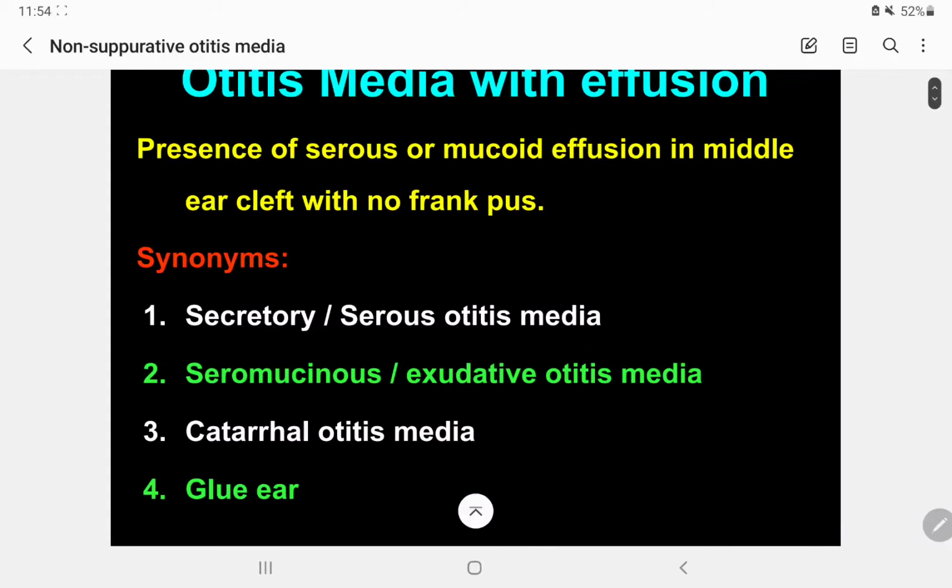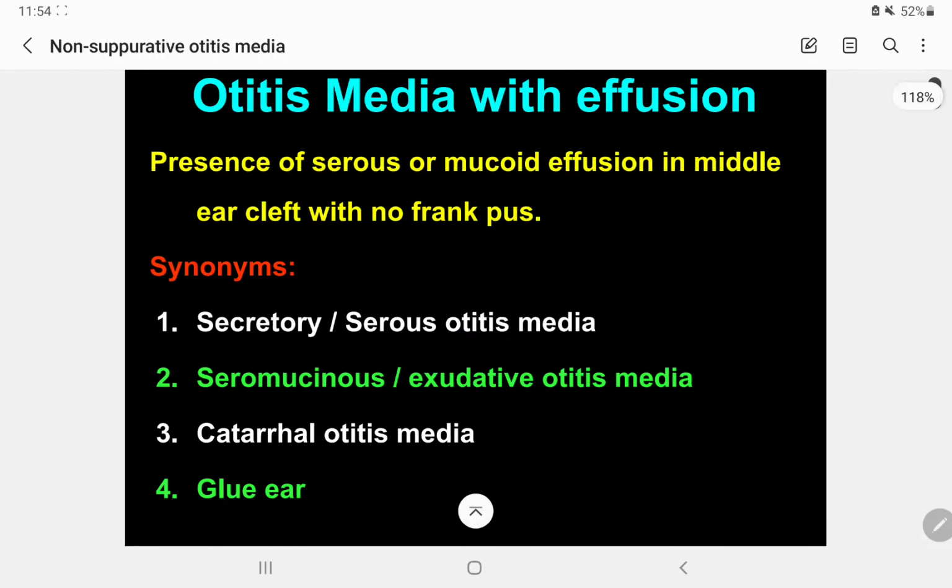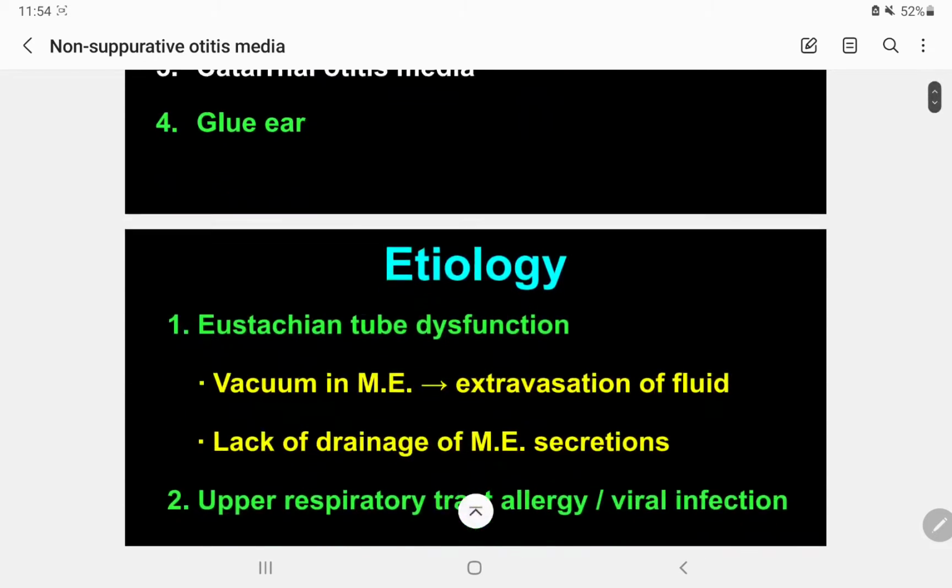So if anyone asks you a question, or they talk about seromucinous otitis media, then don't get confused, because it is the same as otitis media with effusion, OME at the end. So yeah, you should know that.